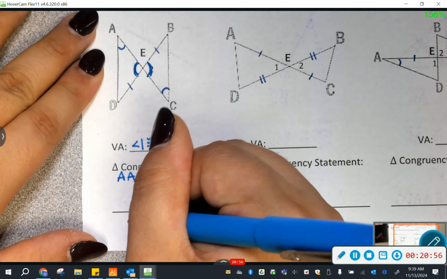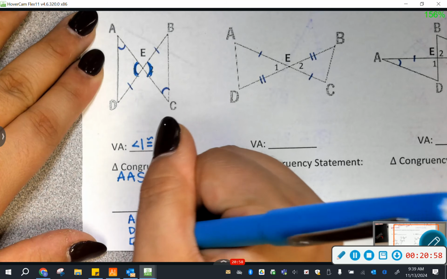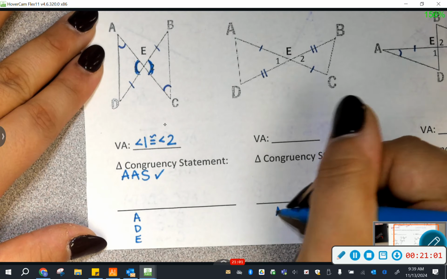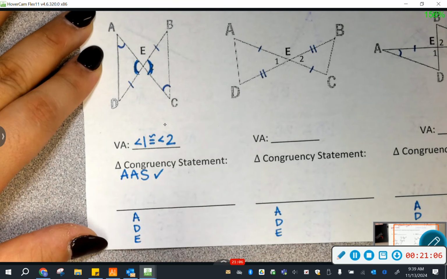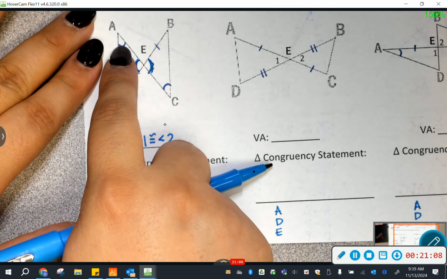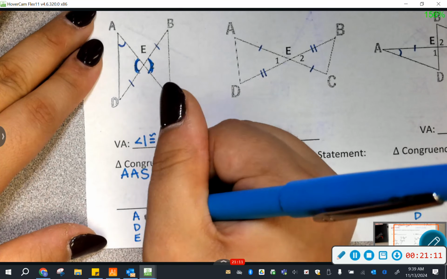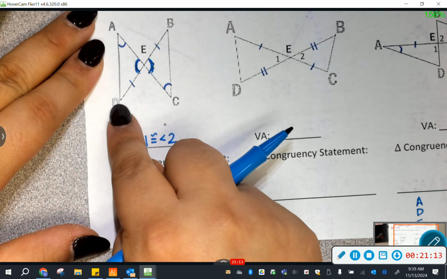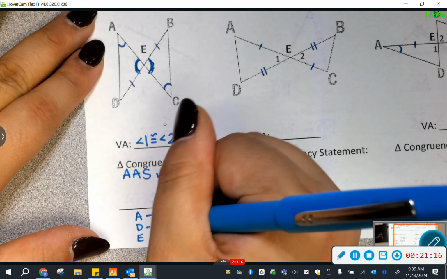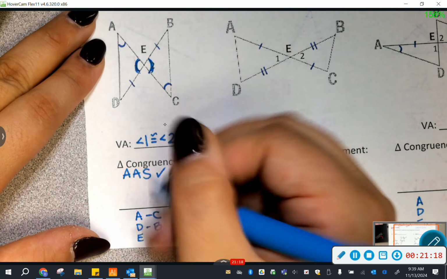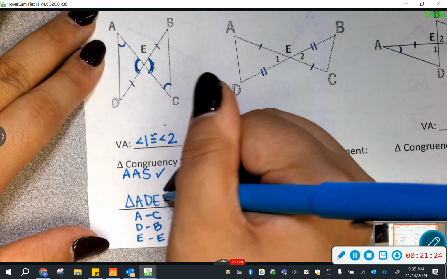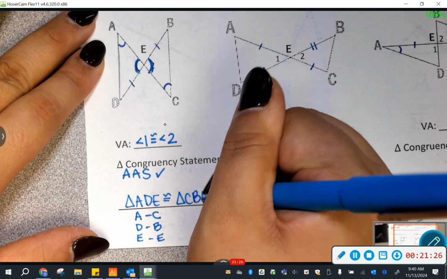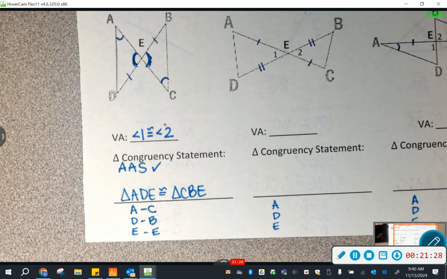And every time on all of these, I'm going to do A, D, and E. All of these have A, D, E. Right? Okay. What's going to go with A? What has one arch? C. What's going to go with D? What has nothing? B. And the vertical angle is E. So triangle ADE is congruent to triangle CBE is my answer. Wait, did you get confused? No. You got it?